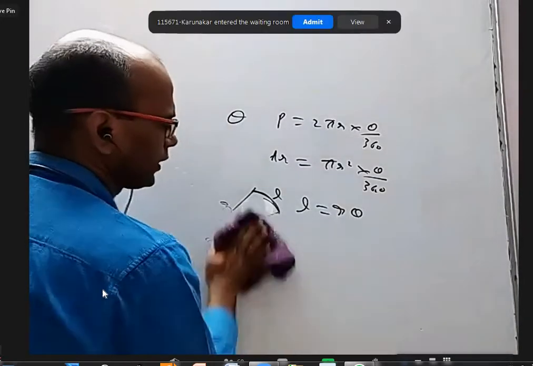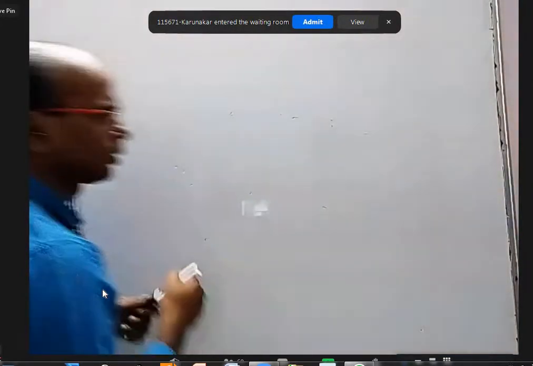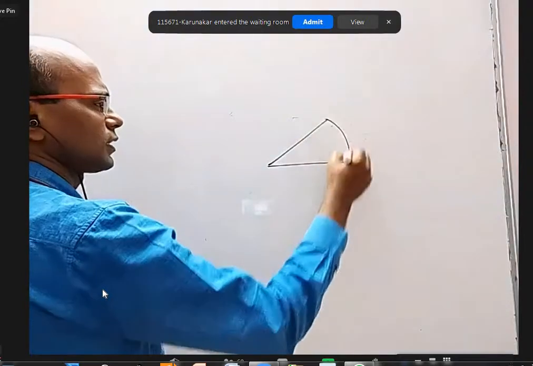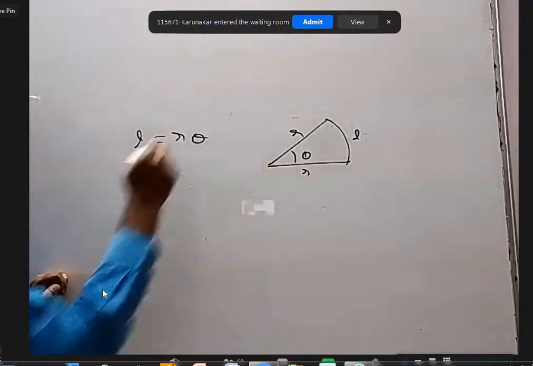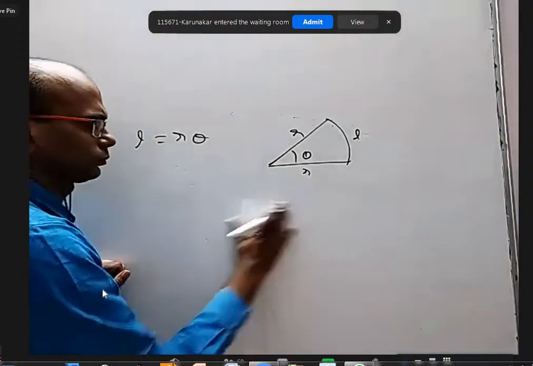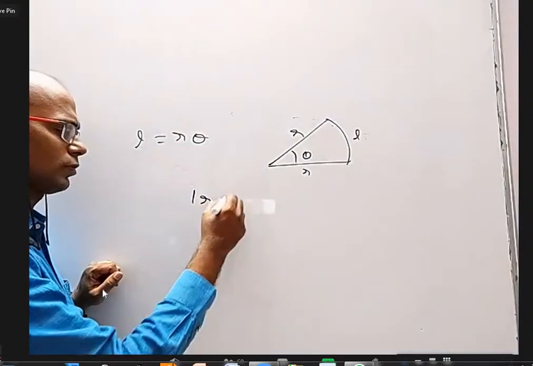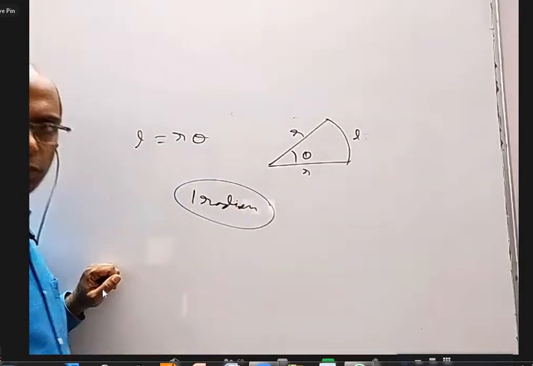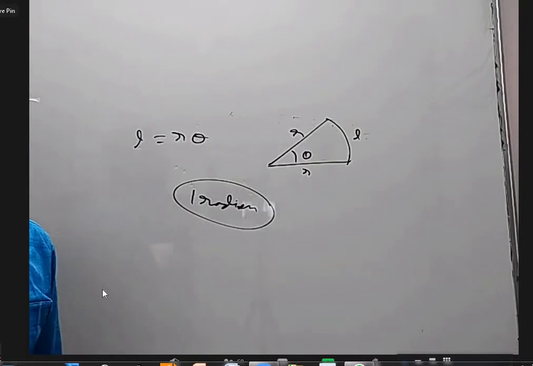Apart from all that, the main point that I want to tell, one is about L equal to r theta when theta is in radians. And second thing is, what is the definition of 1 radian? Anybody want to talk about what is the definition of 1 radian? Sir, 1 radian is equal to pi by 180 into degrees. It may be, but I'm asking the definition. Definition is different.